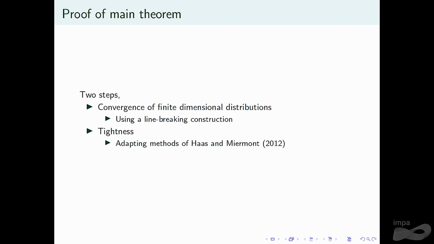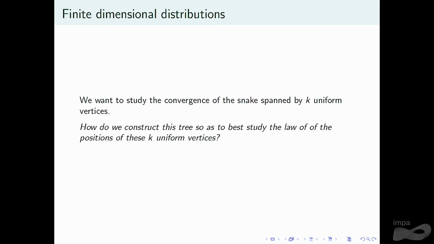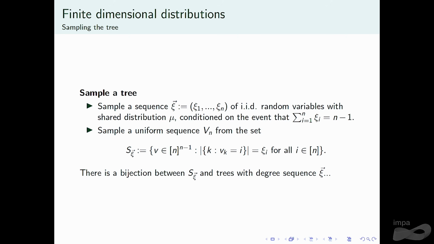Okay, so this convergence of finite dimensional distributions uses a line-breaking construction, which I'll go through in a moment. So the question we might ask ourselves when we want to prove convergence of finite dimensional distributions in this setting is, okay, how do we construct the tree in a way that is best to understand the law of the positions of k uniform vertices in the tree? This is what I want to do when I study convergence of finite dimensional distributions. So I'll argue that this is through this line-breaking construction.